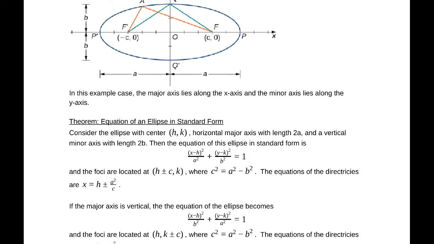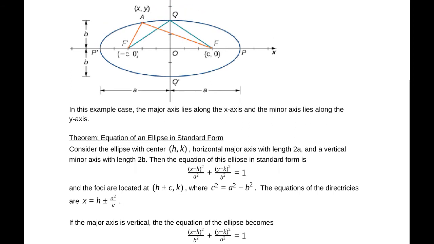Consider the ellipse with the center (h, k), horizontal major axis with length of 2a, and a vertical minor axis with length of 2b. Then the equation of the ellipse in standard form is (x minus h) squared divided by a squared plus (y minus k) squared over b squared equals 1. So this value, a, is the length, or 2a is the length of the major axis. Well, if you notice, this distance from here to here, it's labeled down here, actually. That is a. That's the distance there. Therefore, the length is 2a. Stop. Measure the whole thing. So 2a is the length of the horizontal axis. That's why it has the 2a there.